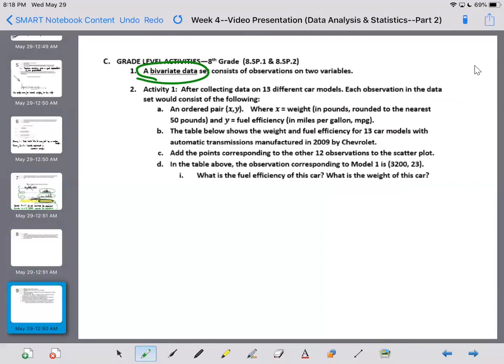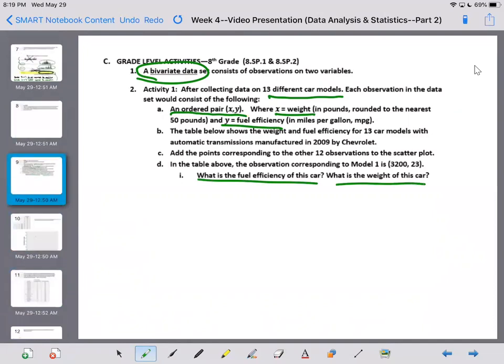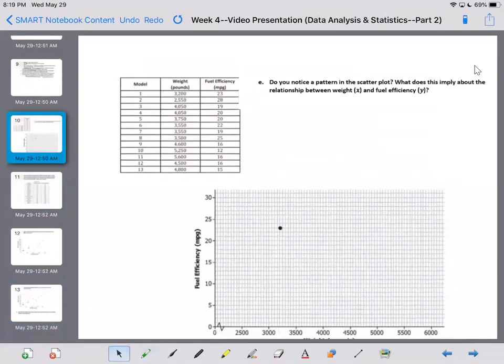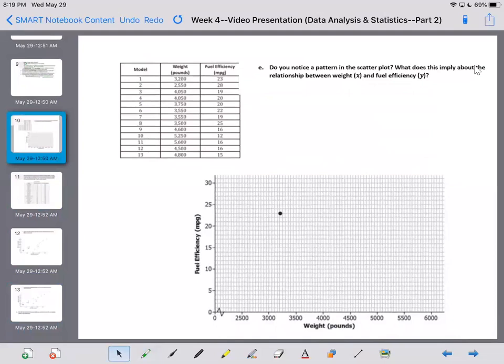So here we're looking at data on 13 model cars. And the ordered pairs given will be X and Y, where X is weight and Y is fuel efficiency. And then we'll see what's the fuel efficiency and the weight of the car when we're looking at certain observations. So looking at this, I already have one that's created for you. So we're going to look at graphing the coordinates.